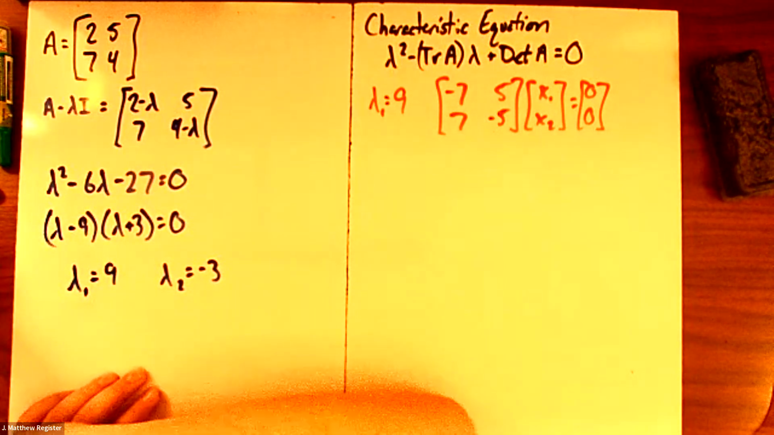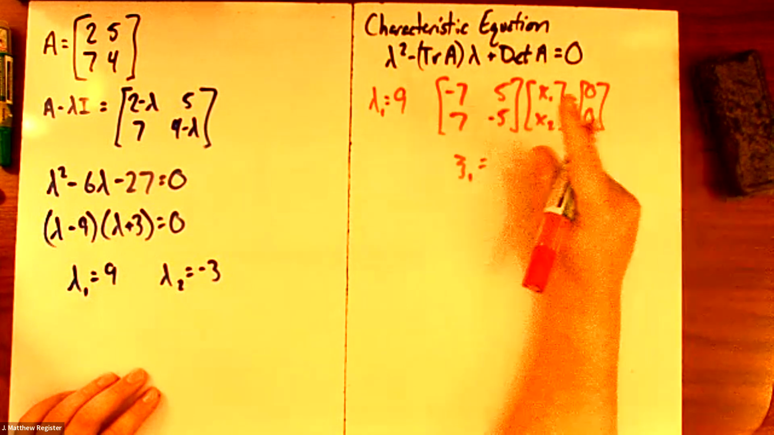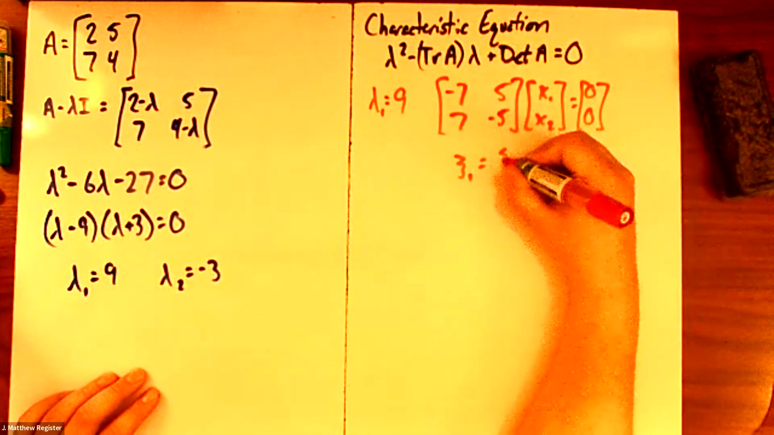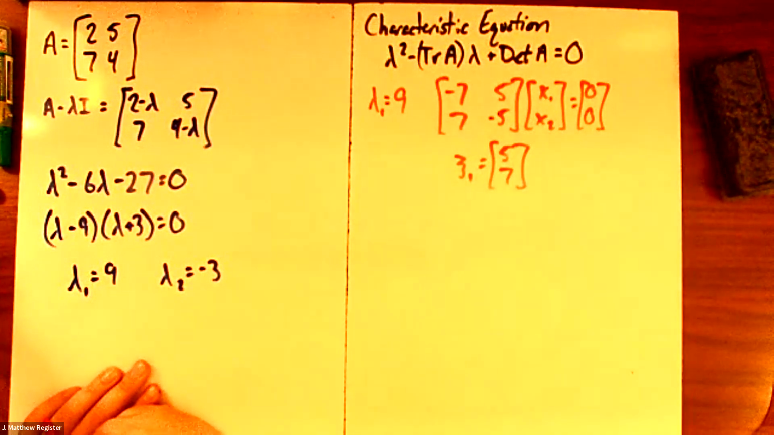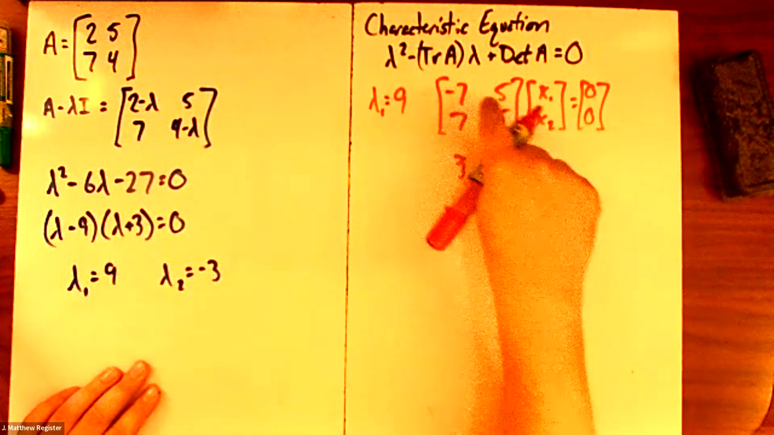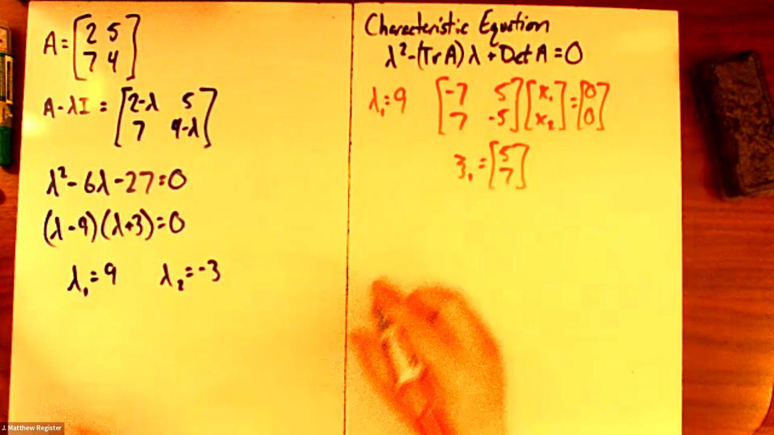With this one, our eigenvector, oh, that's an ugly looking one, is going to be 5, 7. And we can verify: 5 times negative 7, 7 times 5. That's going to give us 0. Same in the bottom.